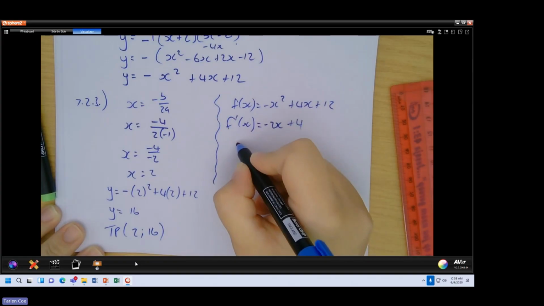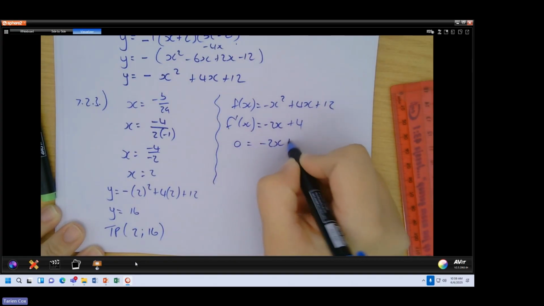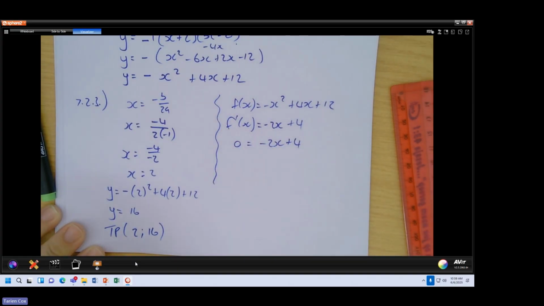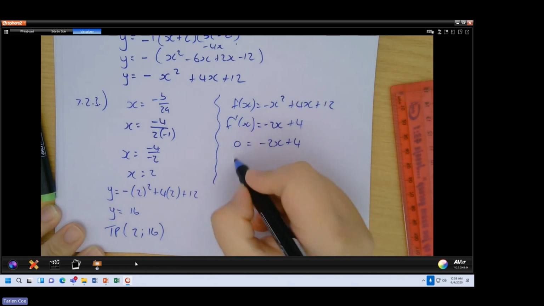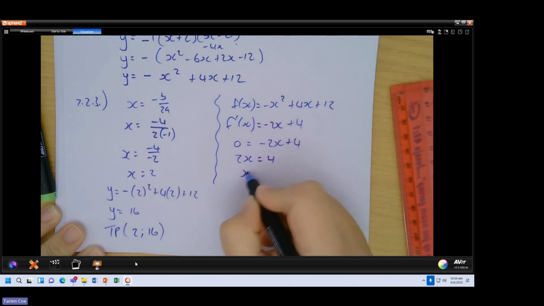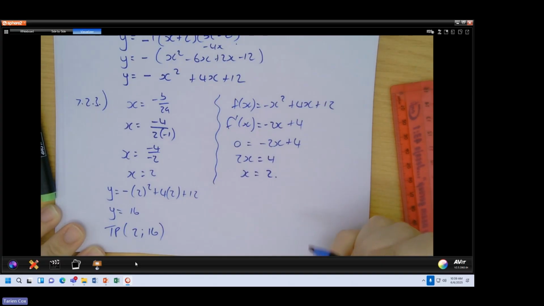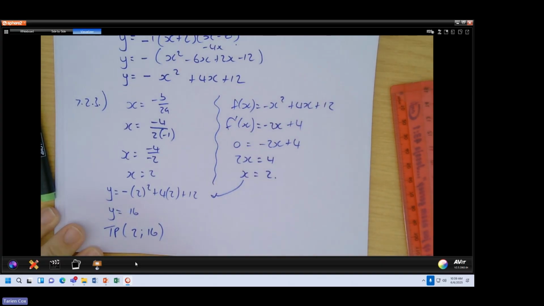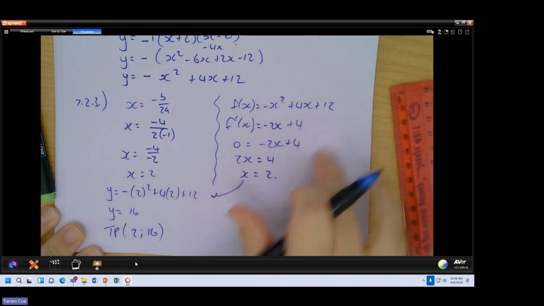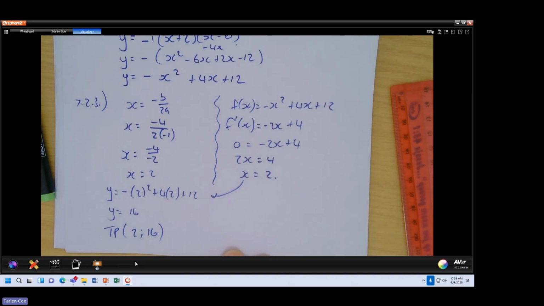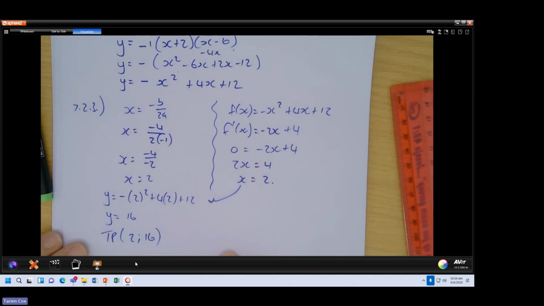So then it will be 0 is equal to -2x plus 4 to find the x value where the gradient is 0. So 2x is equal to 4, and x will be equal to 2. And then obviously I will complete as normal by putting it back into the original. All right, so that is just another method that we've now learned in grade 12 that we are also allowed to use. We don't have to go back to grade 11.